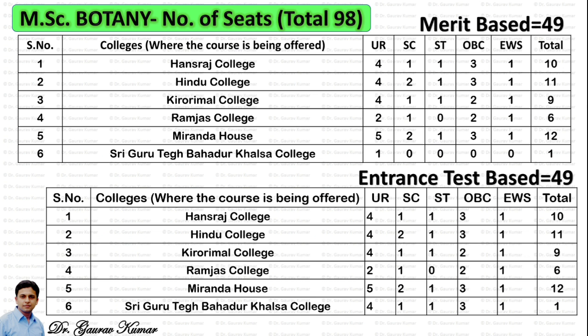In the entrance test based, again in the same colleges, we have 10, 11, 9, 6, 12, 1 seats in Hansraj College, Hindu College, Kirori Mal College, Ramjas College, Miranda House, and Shri Guru Tegh Bahadur College respectively. Here also the number of seats is 49 only. So the total of merit based seats and entrance test based seats equals 98. You can take a screenshot of every slide so that you can keep it for easy reference, and you can save your time in that case.